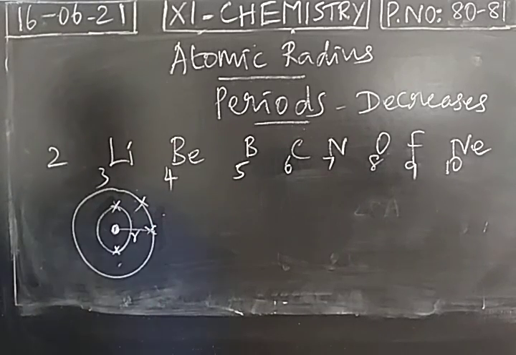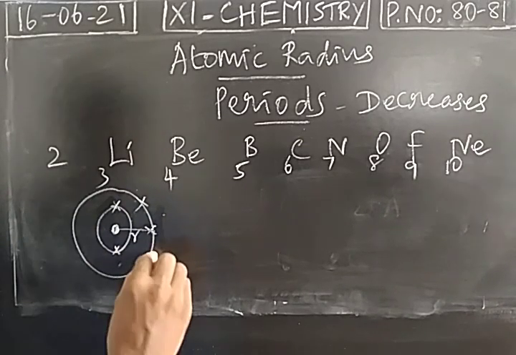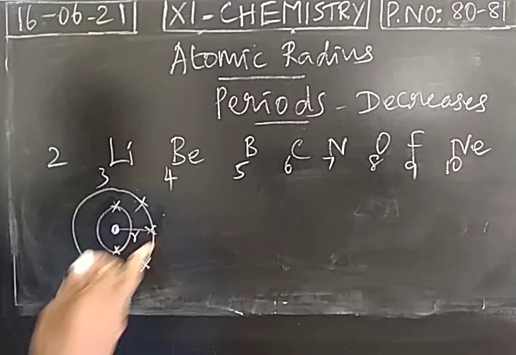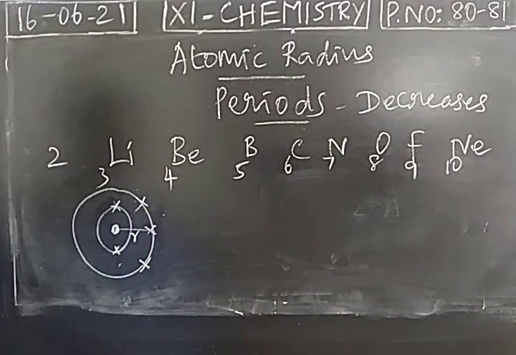The extra electron is added in the same cell. So what is the outermost cell for elements in the second period? Second cell or L cell. Then when we move to boron, 5 protons present inside the nucleus, 5 electrons present outside the nucleus. One more electron is added in the same valence cell, second cell.